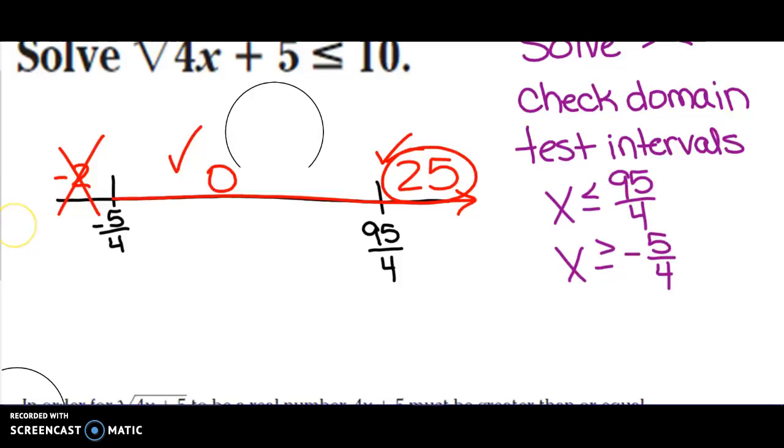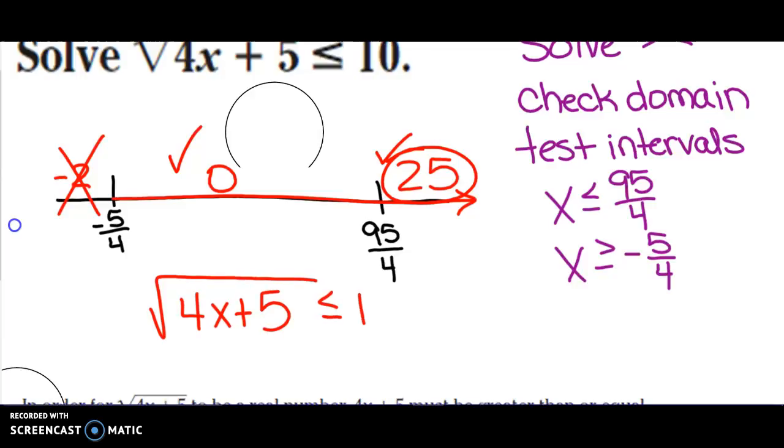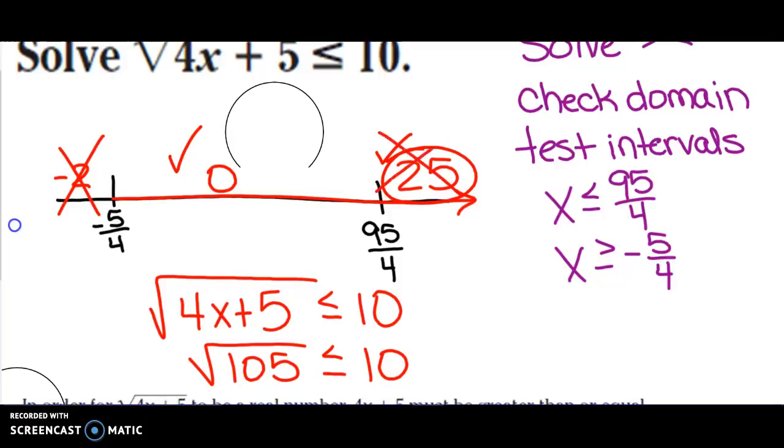So let me try to get this. Okay, well anyway, here's what the equation looked like. Square root of 4x plus 5 is less than or equal to 10. Yeah, that 25 is going to be positive, but once you put all that in, you get the square root of 105 less than or equal to 10. No, that's not going to work, because that's 10 point something something. So it does have to stay. This doesn't work. All right.